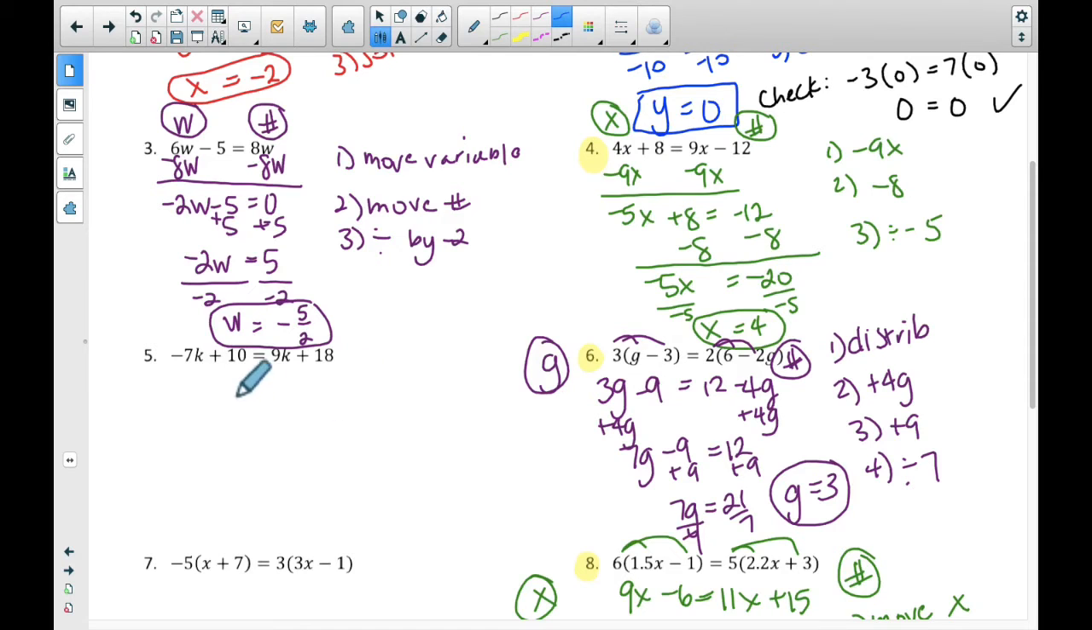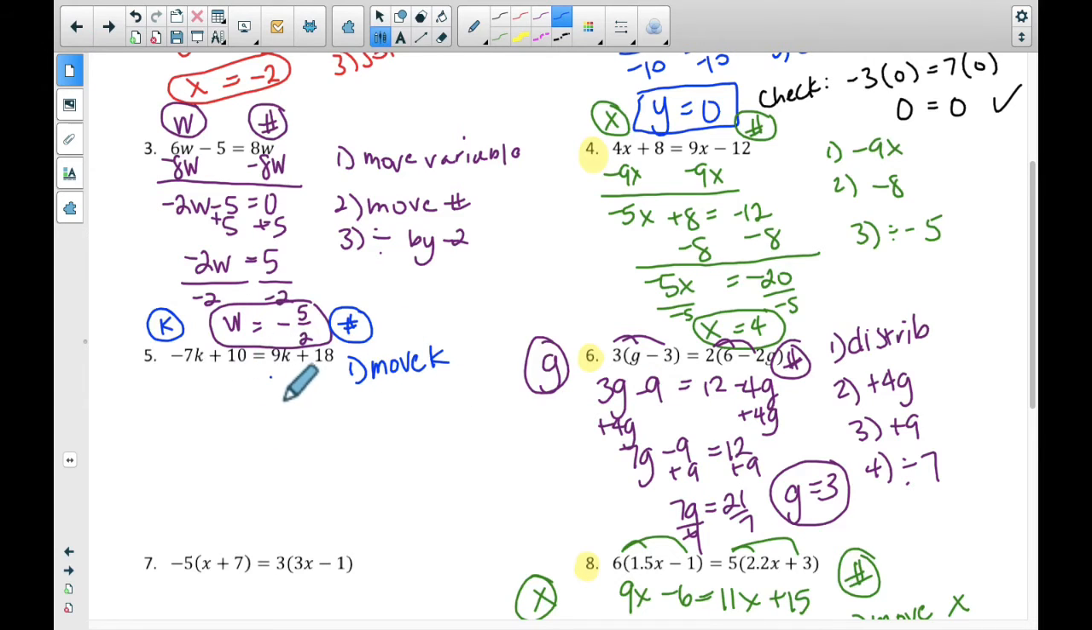Okay, number 5. Pretty straightforward because we have a K on both sides. We have a number on both sides. We have 4 choices. We can move any one of those 4. I personally like to keep my variables on the left and my numbers on the right. I also personally like to move my variables first.